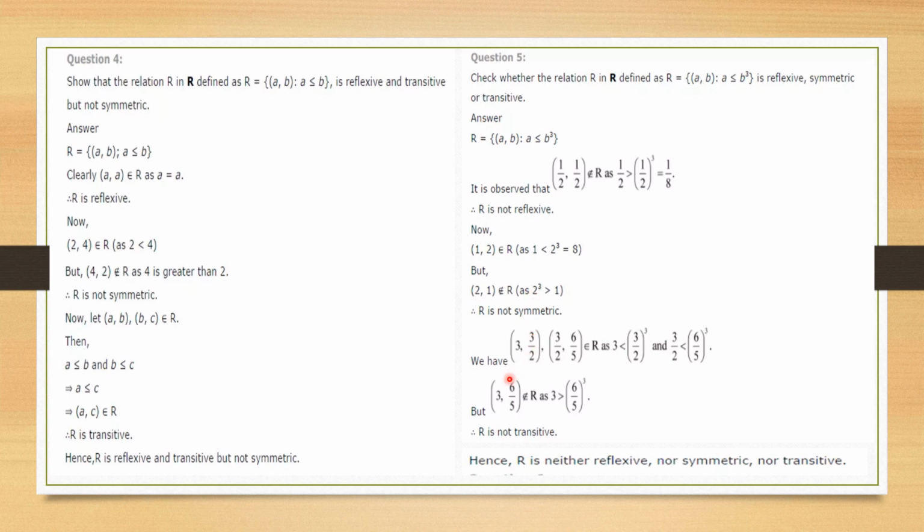And for transitivity, say I took an example like 3, 3 by 2, and 6 by 5. These two ordered pairs are there, as 3 is less than 3 by 2 whole cube, and this 3 by 2 is less than 6 by 5 whole cube. But (3, 6 by 5) does not belong to R as 3 is greater than 6 by 5 whole cube. So R is not transitive here. Hence R is neither reflexive nor symmetric nor transitive.